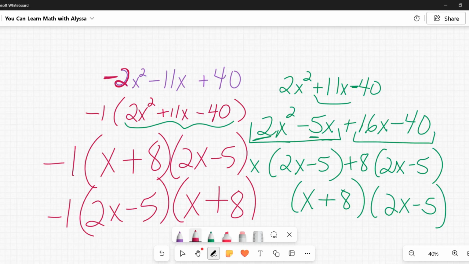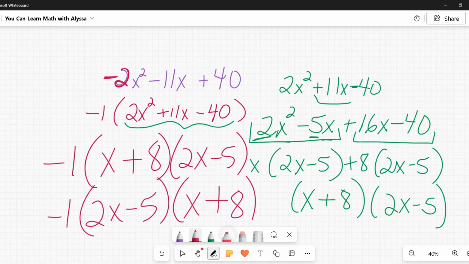Again, that depends on your teacher. Some don't like the negative 1 out front, and it confuses them. I hate to say it that way, that sounds horrible, but I've seen that happen. So just FYI, you may need to multiply it back in your final factoring.